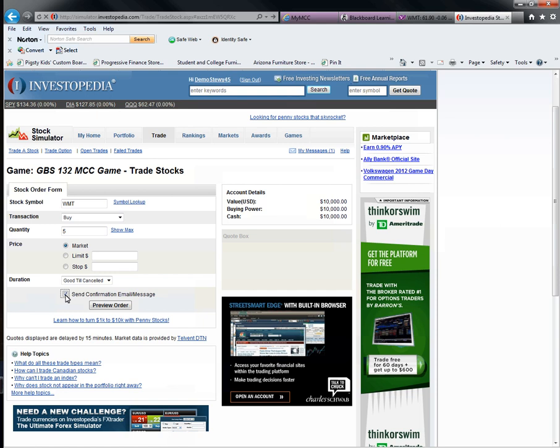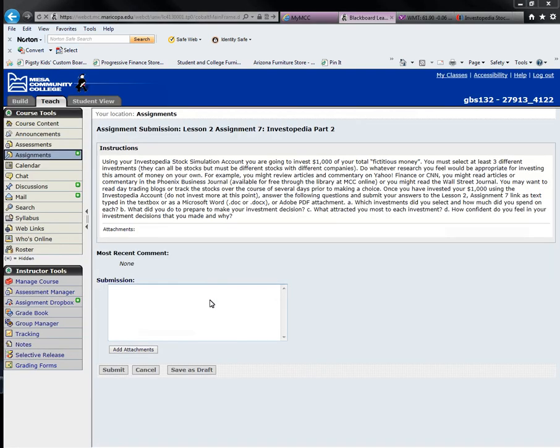Send confirmation email message. You should want them to send you a message so that you know that your order went through, especially if you're trading when the market's not open, because this simulator does actually follow the live market. So if you're trading after hours or before hours, then you're not going to see a live update in your account. So then click preview order. That will allow you to see what you've done.